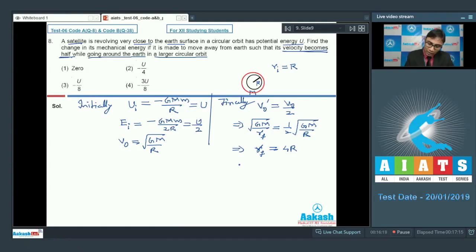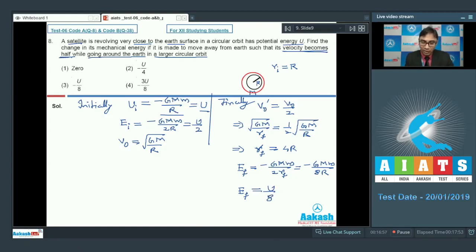So we can say that our final mechanical energy will be equal to minus G M m by 2R final, and that will be equal to minus G M m by 8R if I put the value of R final. So this is our final. But minus G M m by R is equal to U, it is given in the question. So we can say that our final total mechanical energy will be equal to U by 8.